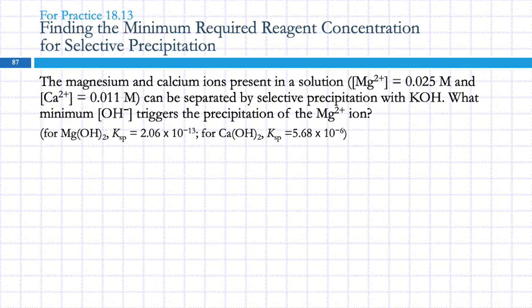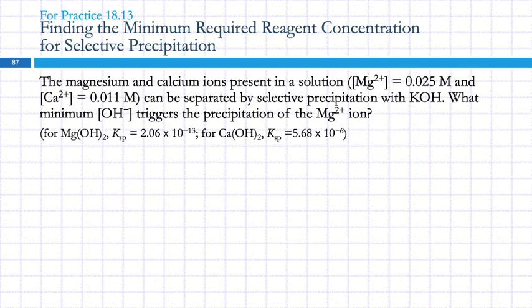Okay, finding the minimum required reagent concentration for selective precipitation. So we've got a solution with magnesium and calcium ions, and we're given their concentrations. And we're told that they can be separated by selective precipitation with potassium hydroxide. We're asked what minimum hydroxide concentration triggers the precipitation of the magnesium ion.